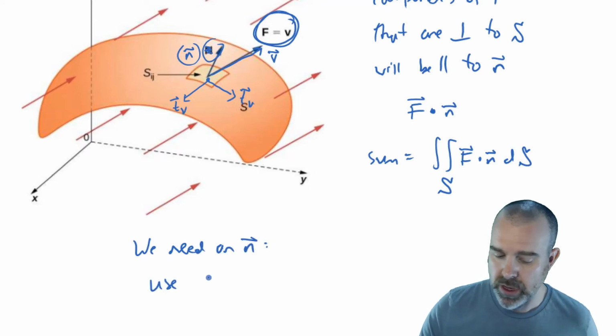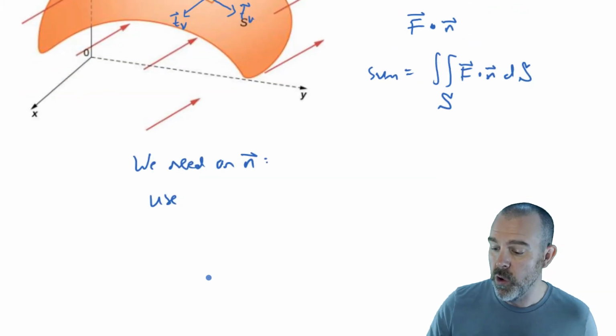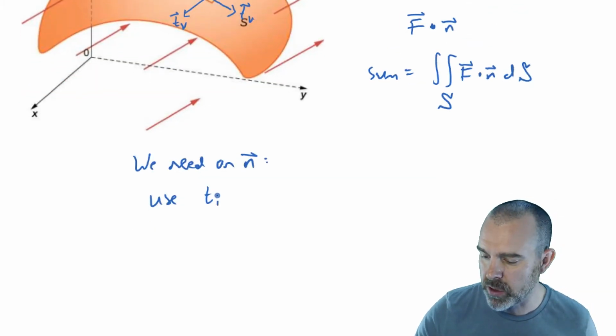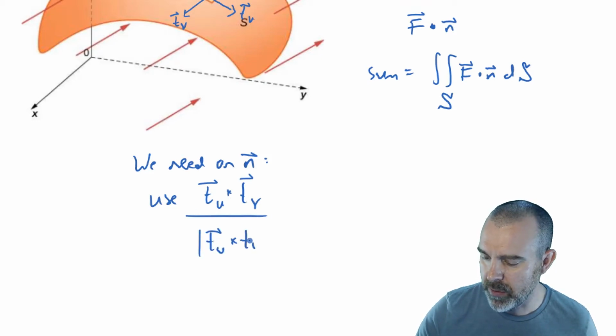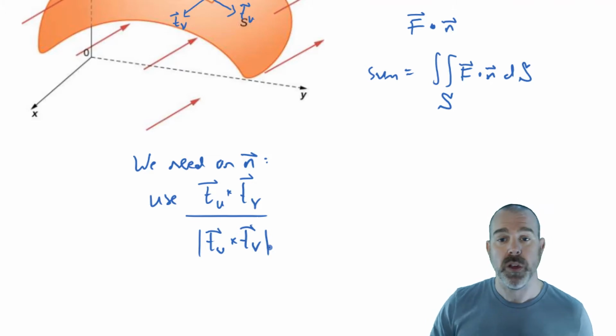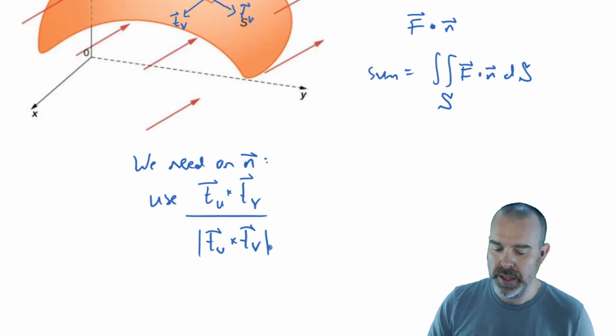So let's use, and we'll make it a unit, we need a unit normal vector. So it would be the cross product of these two divided by its magnitude.